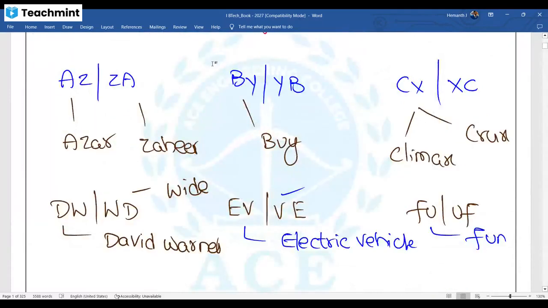Page Ajar, ZA, Jahir, okay, BY buy, CX Climax or Crux. FU fun, EV electric vehicle or VE we gave. EV, EVA hospital or EVA spray is there. Okay. DW, David Warner, WD wide. Somehow, if you have other logic also, it's your wish, dear. You remember with a certain point. Okay. Hope you copied that. Next page, after that, still not done. So clearly mentioned we have lack of time, only 3 more minutes.